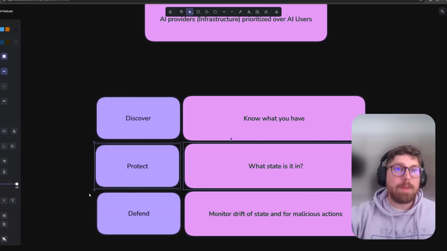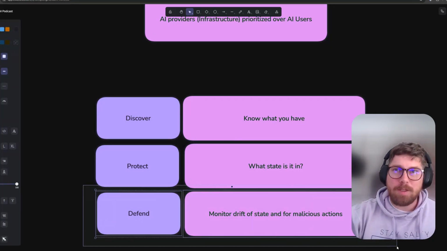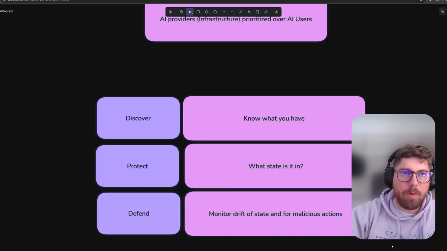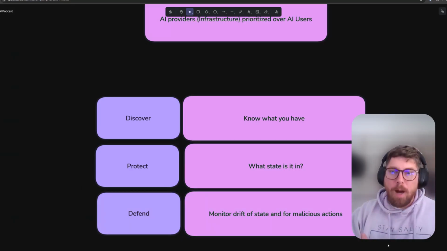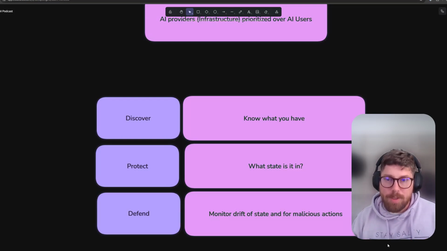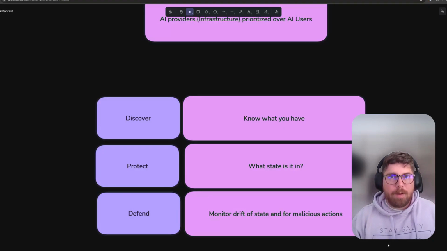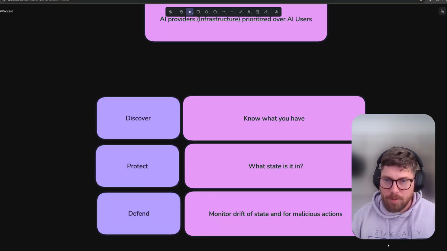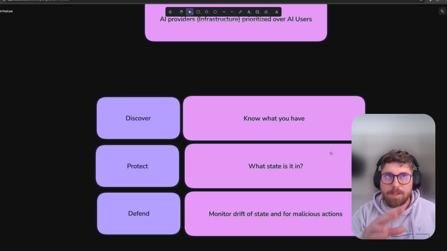The last part, and maybe the most important part, and the part that I don't think many organizations are really at the state to be able to do quite yet, is the defend part: monitoring for drift of that risk, but also for malicious actions and misuse of AI. But I always think it's better to talk about this with a real thing. So let's start on the discover part.